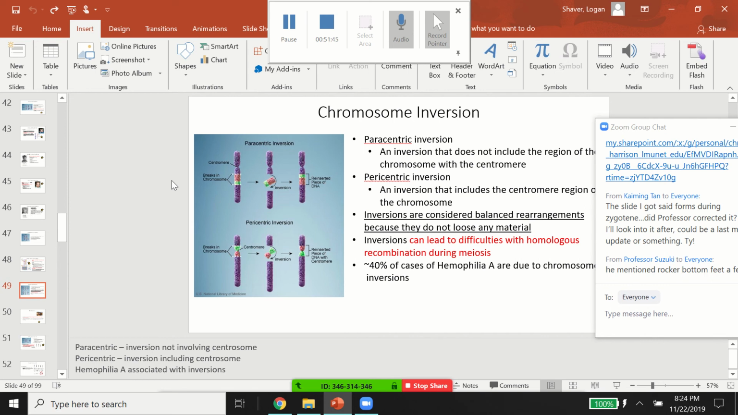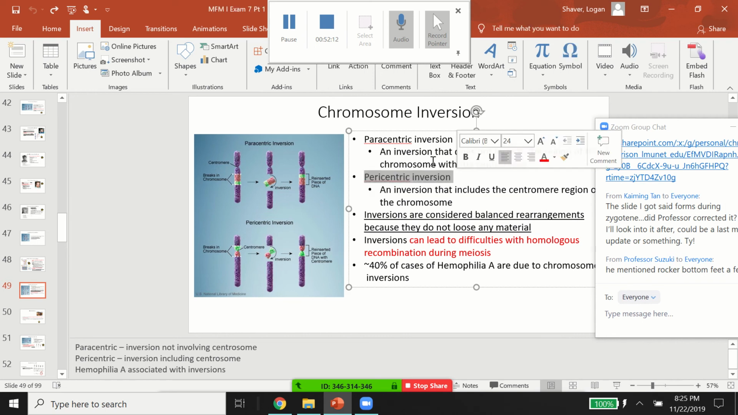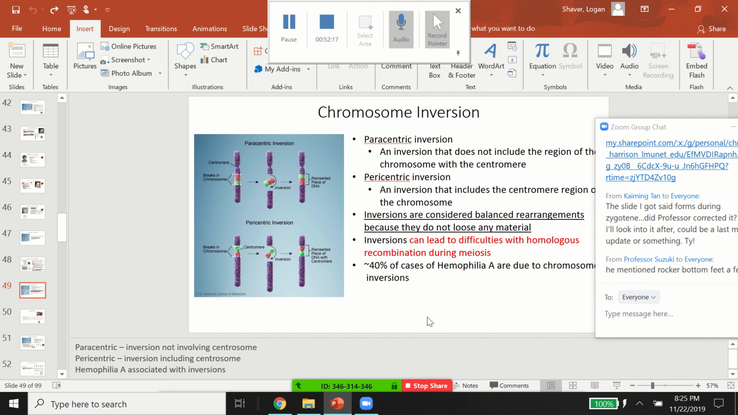Chromosome inversion. So there's a difference between paracentric and pericentric. Paracentric does not include the region of the chromosome within the centromere. Notice it doesn't include this middle part where the P arm and the Q arm meet, but instead some other region, so it just basically flips it. But with a pericentric, it includes the centromere. I would say that's probably important to know. There may have been a question with that.